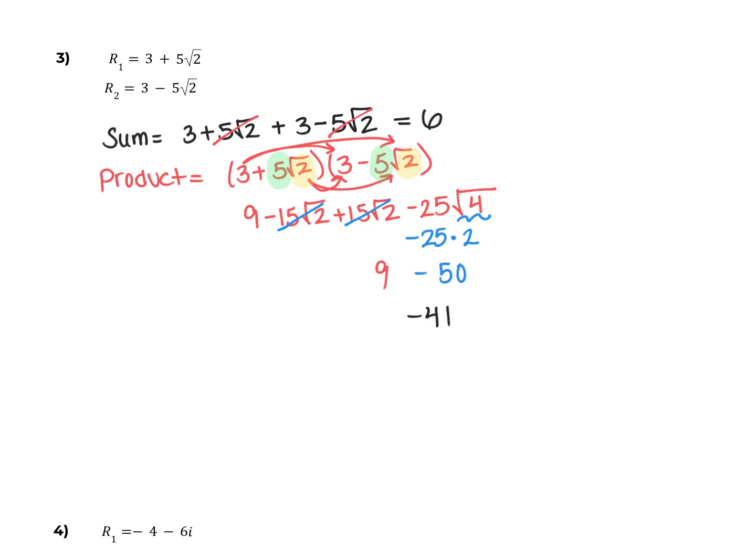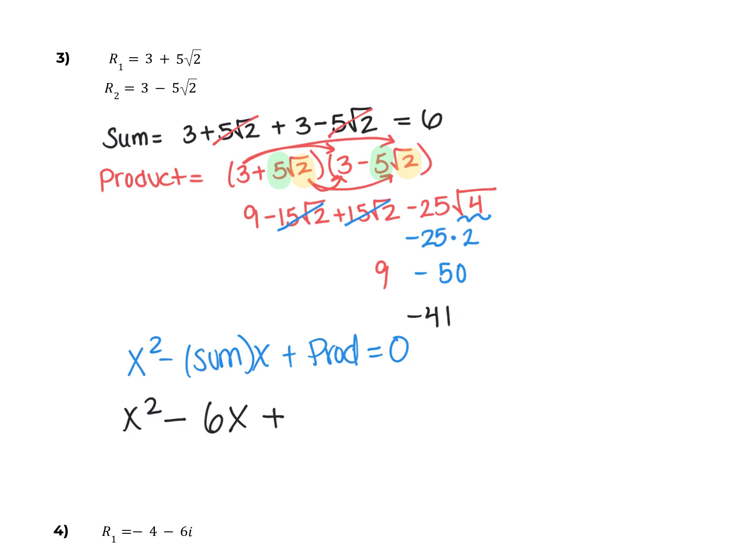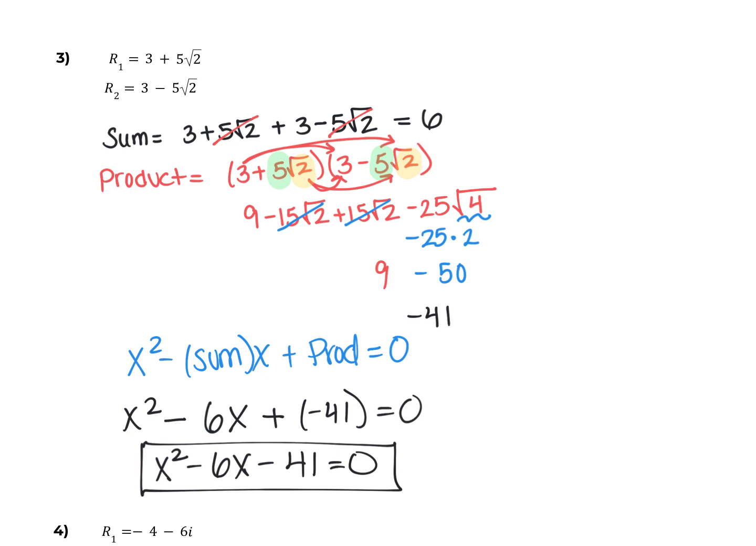So remember, it goes x squared minus the sum x plus the product equals 0. So x squared minus, the sum is 6, so I'm going to plug in 6x plus my product, which is negative 41. Again, I'm using parentheses because I have two signs, plus and negative. We know that that's the same thing as minus. So x squared minus 6x minus 41 equals 0.